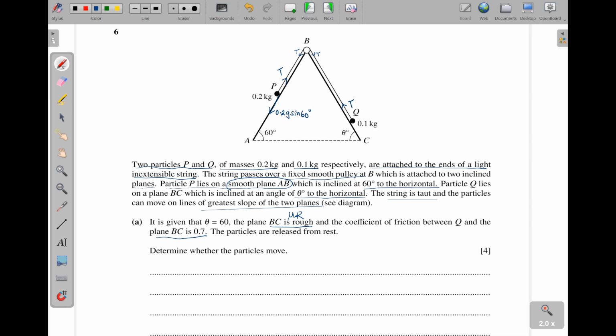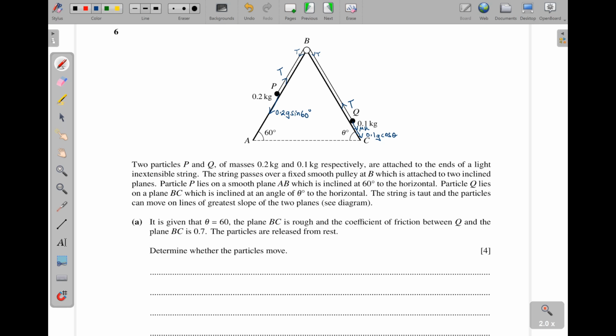Also for this Q here, there is going to be that mg, so 0.1 g cosine of theta. But there is also mu R, because they said that BC is rough. So there is frictional force, and friction always acts in the direction that opposes the motion. I think those are the forces that we need.